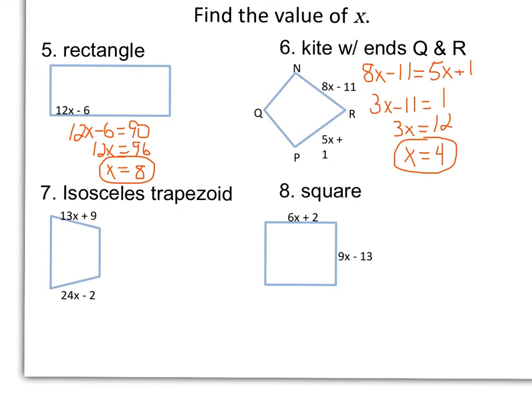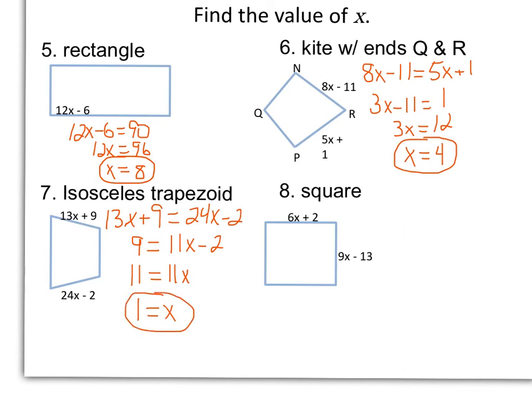Number 7, isosceles trapezoid. So we have one pair of parallel sides, or opposite parallel sides, and then our other opposite sides are congruent. So 13x plus 9 equals 24x minus 2. Okay, I'm going to subtract 13x from the 24x and get 11x minus 2. Then if I add 2, I have 11 equals 11x. So that means that x is 1.